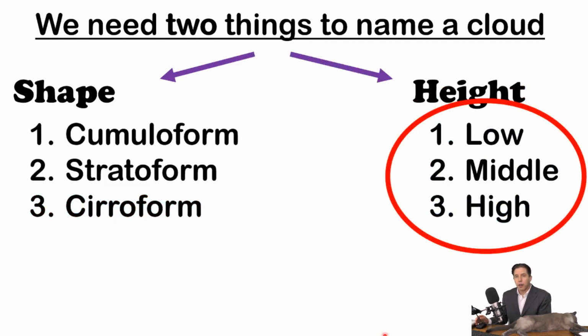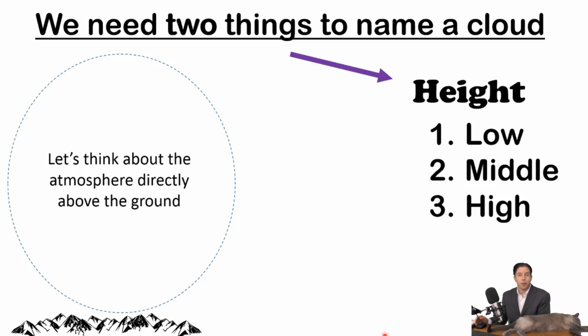Now for the three possible heights. To understand the meaning of low, middle, and high, we're going to think a little bit first about what the air above the ground is like. So I want you to imagine that you're in a balloon and you're going to rise up from the surface up into the atmosphere. And as you go up, you're taking the temperature, right? And you're recording it. What would you notice? What you would notice right away is that as you got up into the sky, it gets colder.